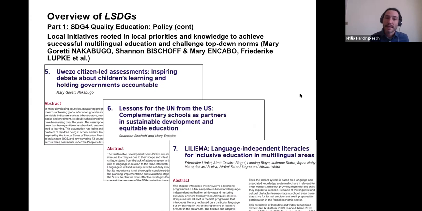The next 3 chapters in that section show 3 very different examples of bottom-up, locally driven initiatives which exemplify some of those issues. So for example, Mary Goretti Nakabugo is the country coordinator in Uganda for the citizen-led assessment program there, which is controversial at times because unlike a school-based assessment, it takes place in the home. It's done orally with volunteers. But she shows in her chapter that this generates robust data which really can hold governments to account.